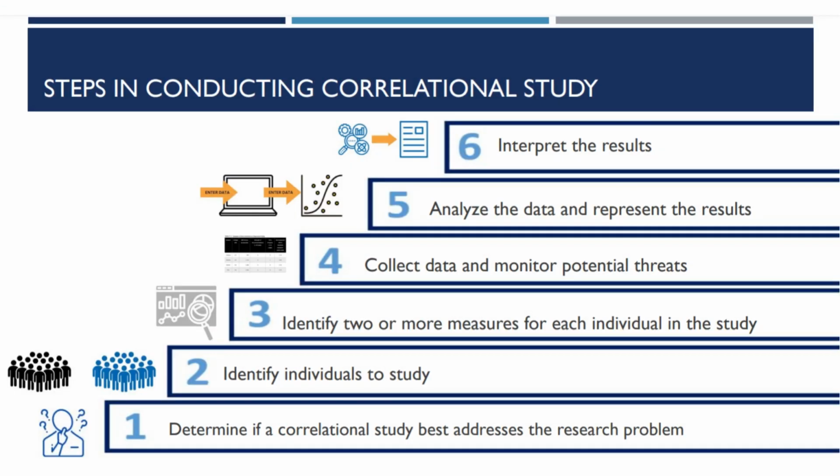There are 6 steps in conducting a correlational study. 1, you must determine if a correlational study addresses the research problem. 2, you need to identify the individuals to study. 3, you need to identify 2 or more measures for each individual in the study.